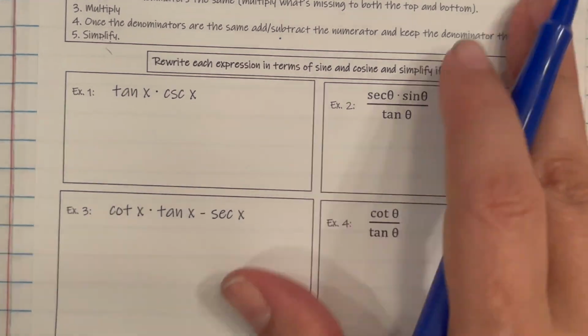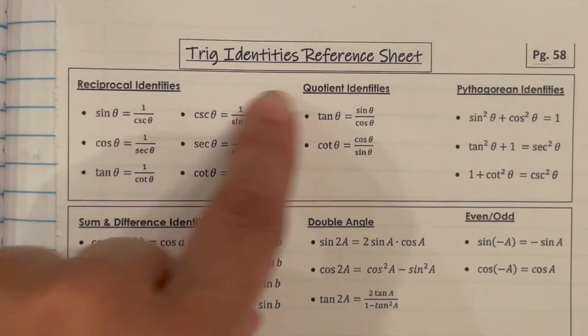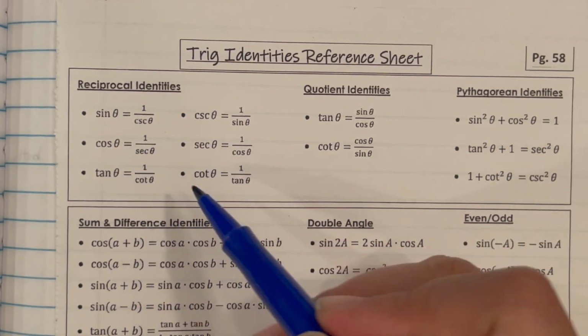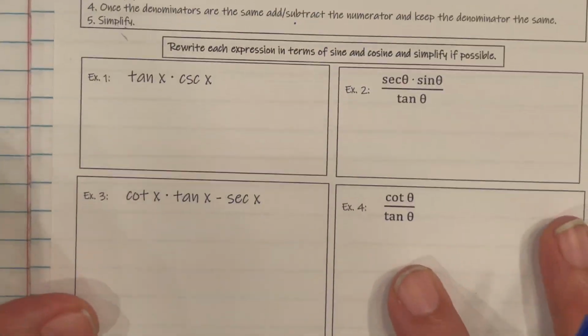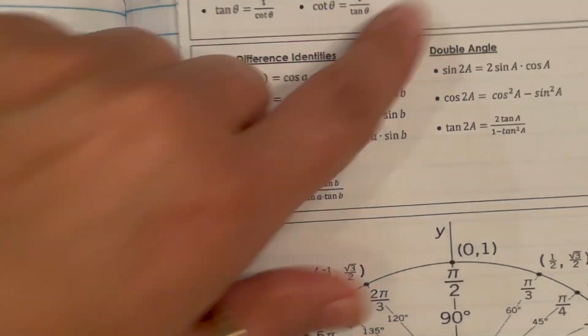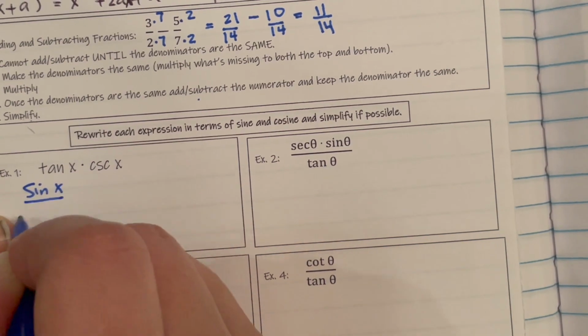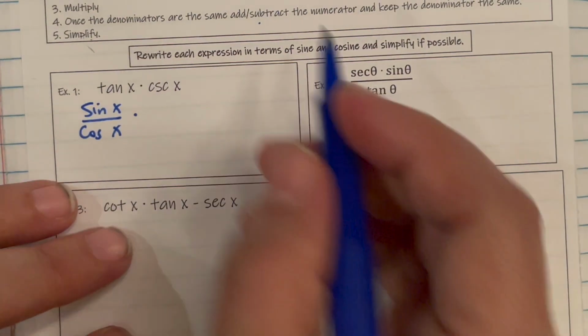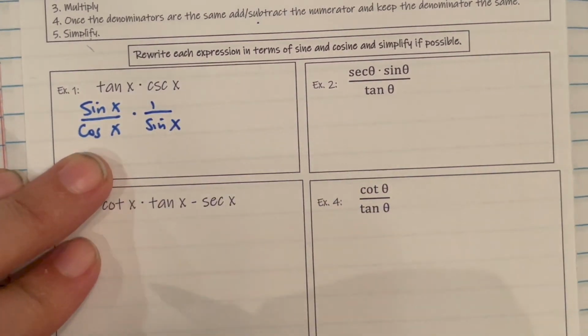Now that we got some basic math out of the way, let's go ahead and get started. So again, you're going to be referencing this and this, so your reciprocal and your quotient identities. You should know this by heart, but if you need to flip back, go ahead and flip back. So looking at tan, what is tan? Tan is sine over cosine. So you're going to replace tan with sine x over cosine x. What's cosecant? Well, you should know that it's 1 over sine. And again, if you don't know that, you just keep flipping back and forth to the formula sheet.